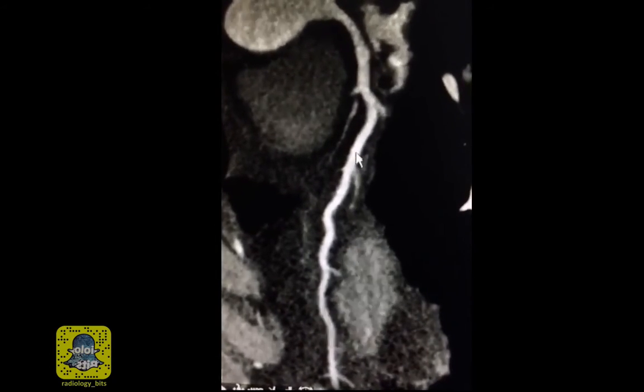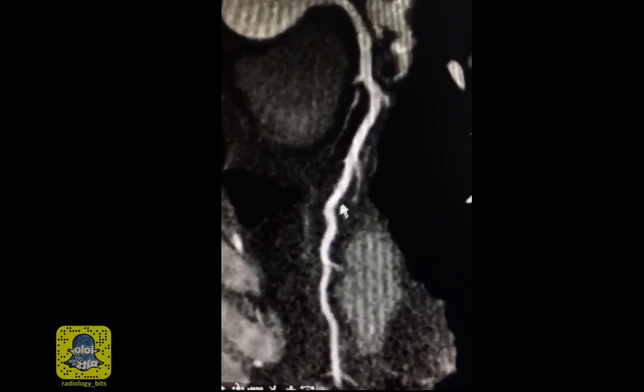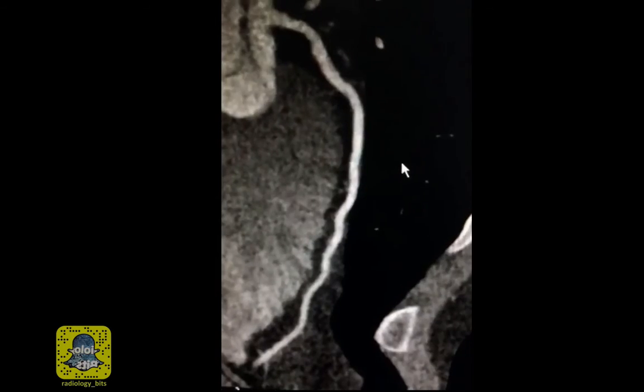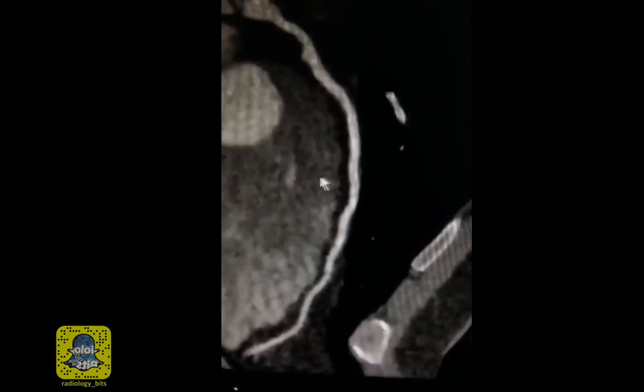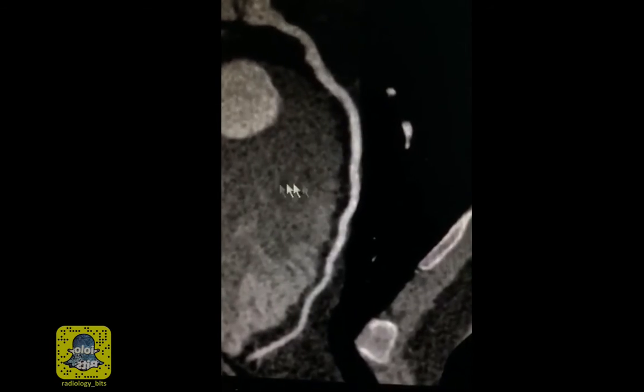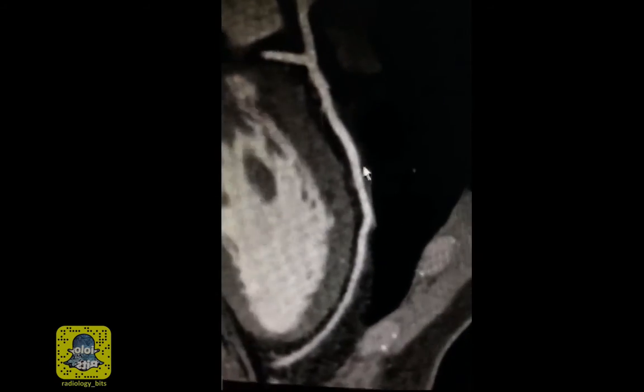And this is what we're talking about. This is called a curved multiplanar reformat. The vessel is reformatted in a way that simulates the cath appearance, and you could rotate back and forth to check for plaques and stenosis.